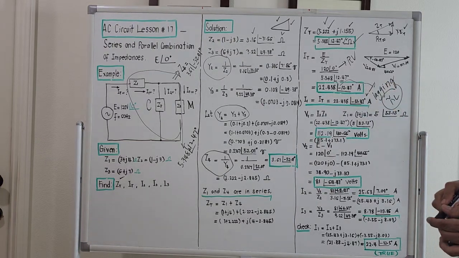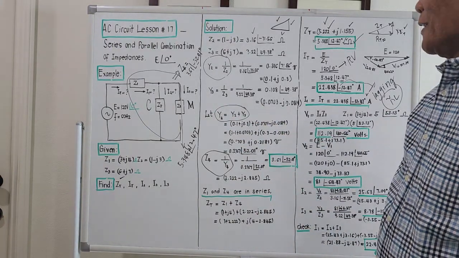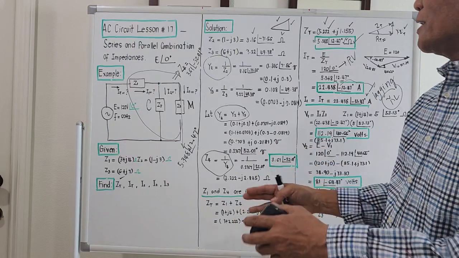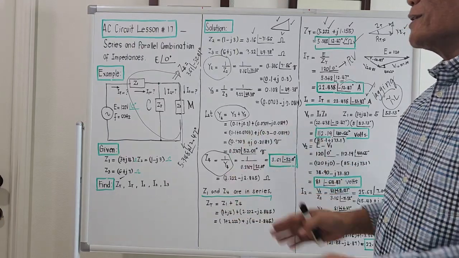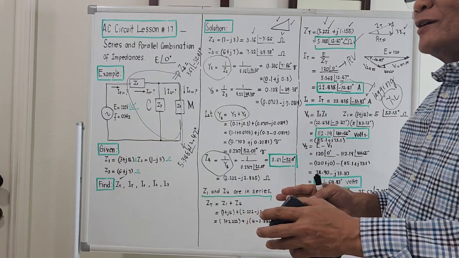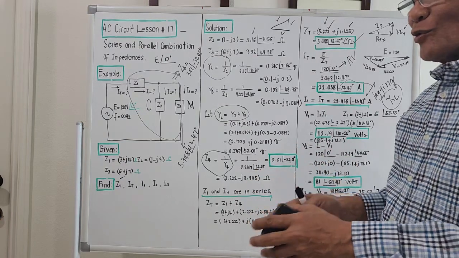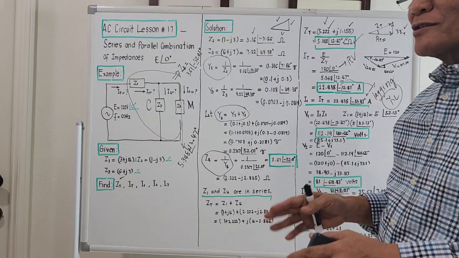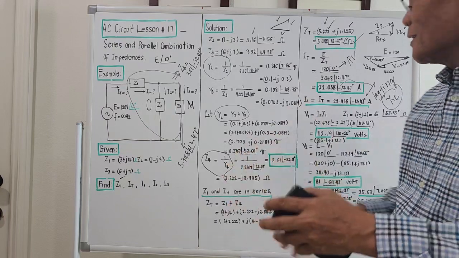Or how could we compute for the value of I2 and I3? Okay? The addition and subtraction here is actually vectorial. You cannot just subtract 12 minus 4. Vectorially, so use your knowledge on how to convert from polar to rectangular.